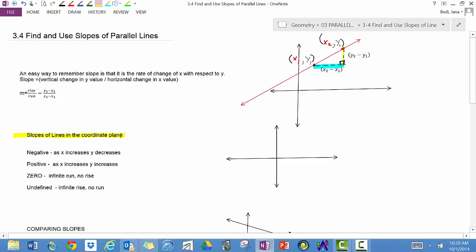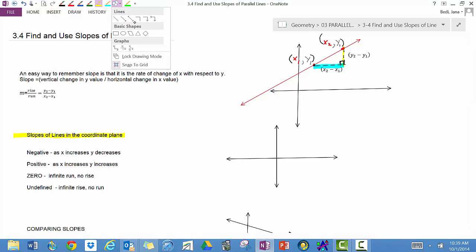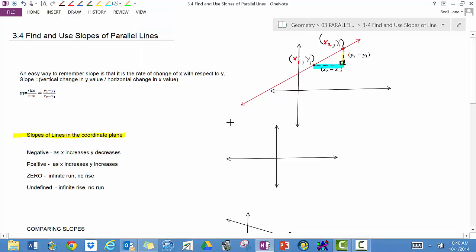When is the slope negative? The slope is negative when the line goes down from left to right. So that's negative, and we will call this line A. So A has a negative slope because as x increases, y decreases.